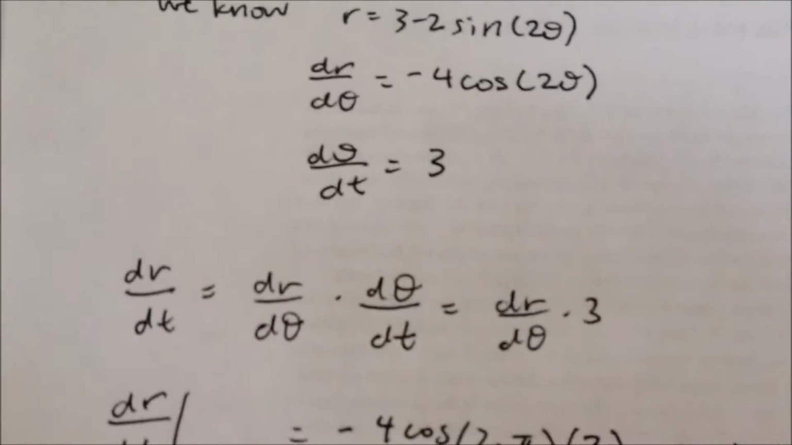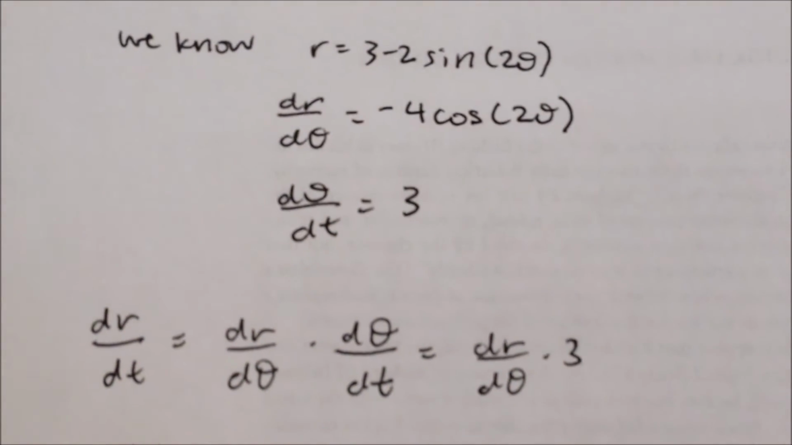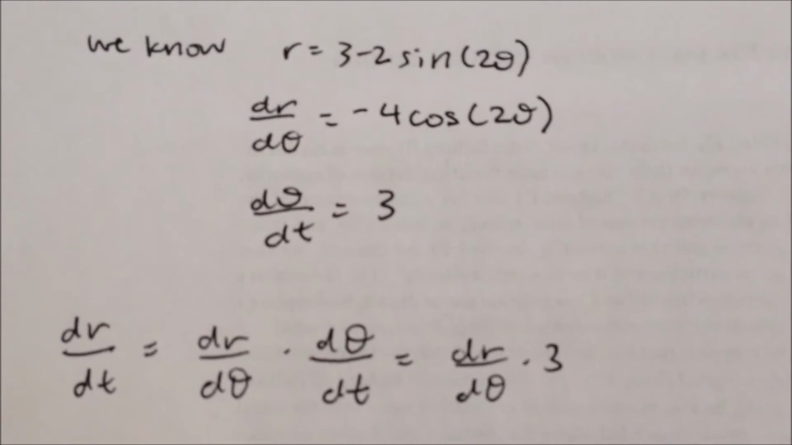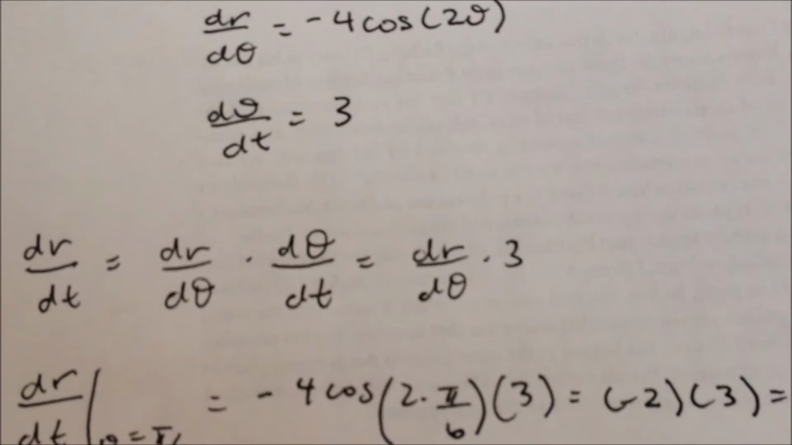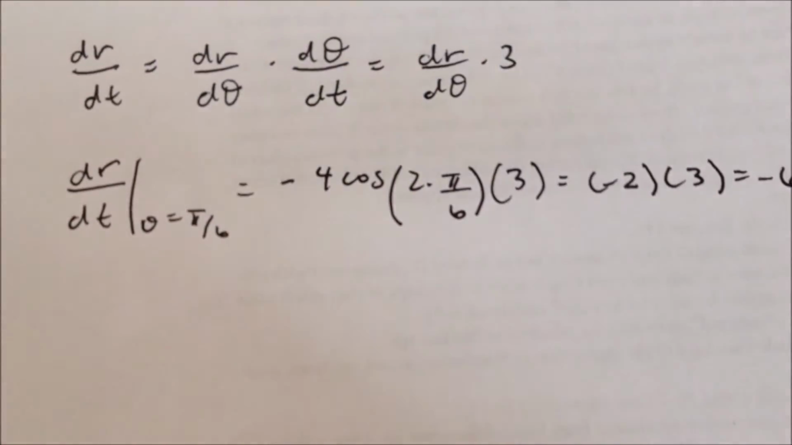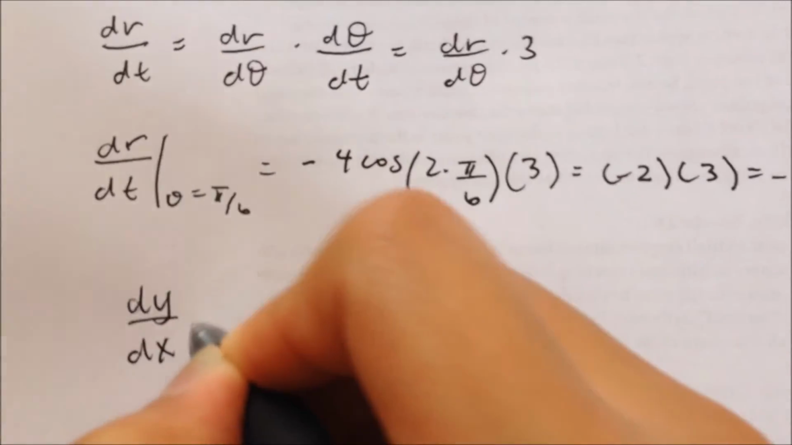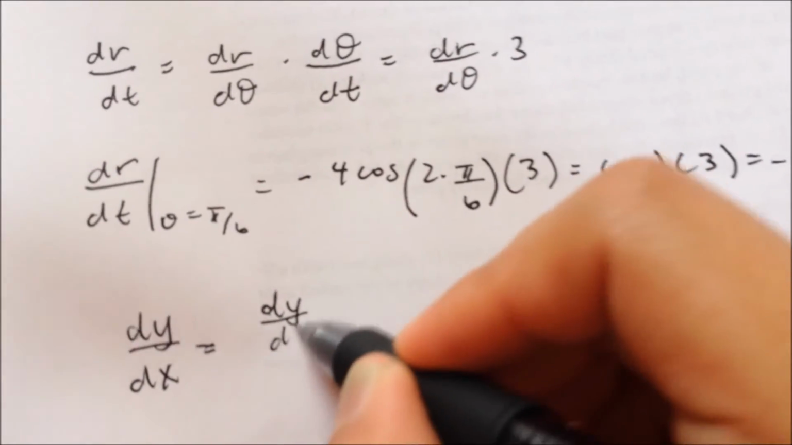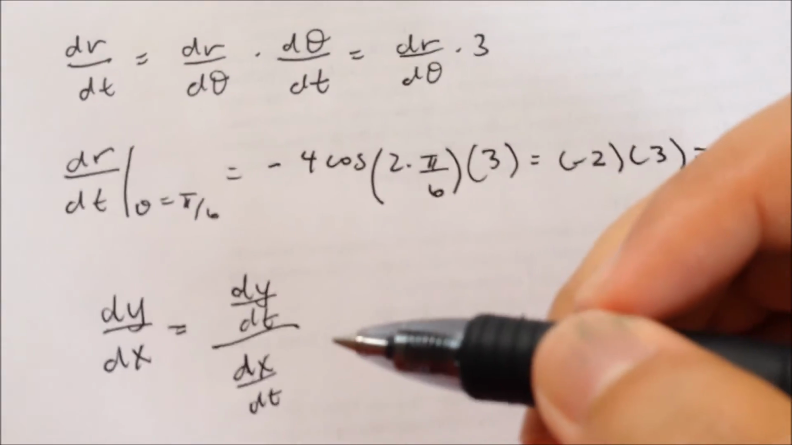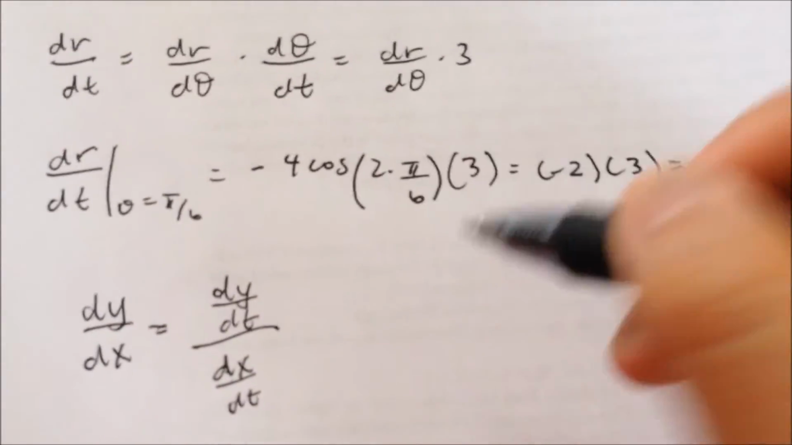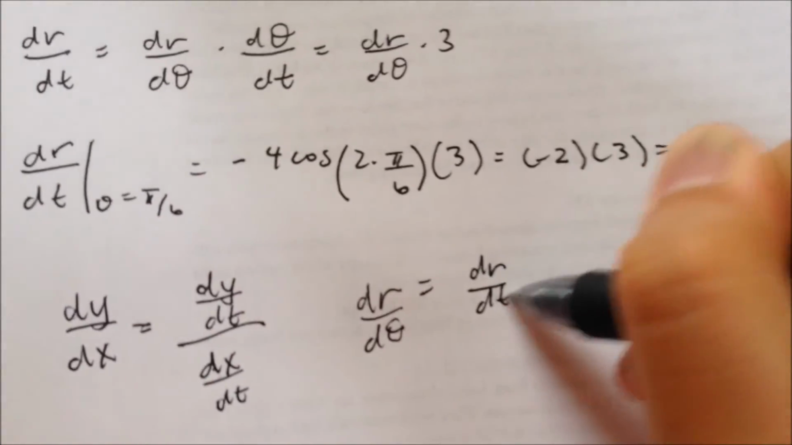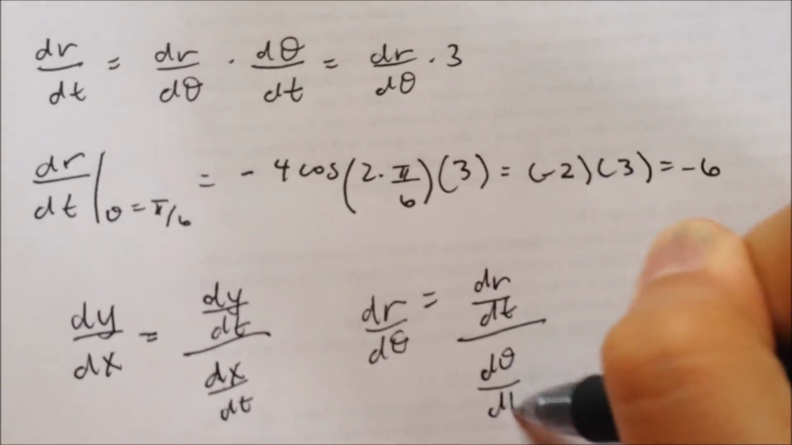And if it's hard for you to think about it in this way of just multiplying those two, dr over d theta and d theta over dt, together to get dr over dt, because I thought that was pretty confusing at first too, you can think about it sort of parametrically. So in parametrics, dy over dx is just equal to dy over dt over dx over dt. So that's how I sort of thought about it too in polar. So dr over d theta is equal to dr over dt over d theta over dt.